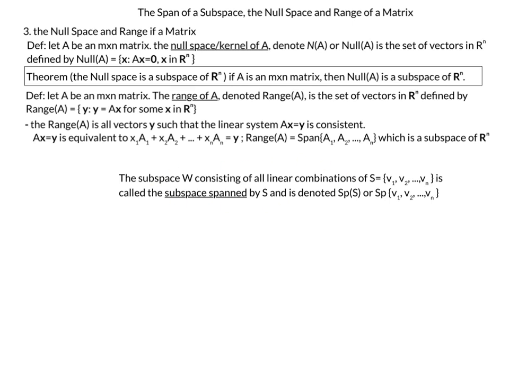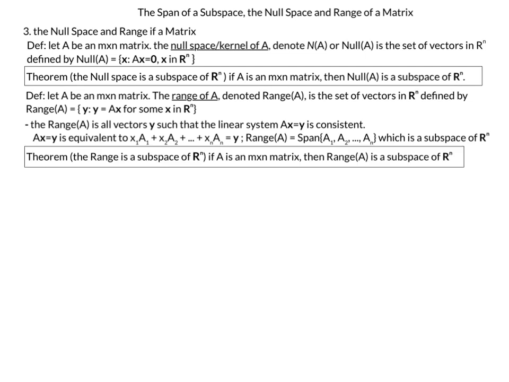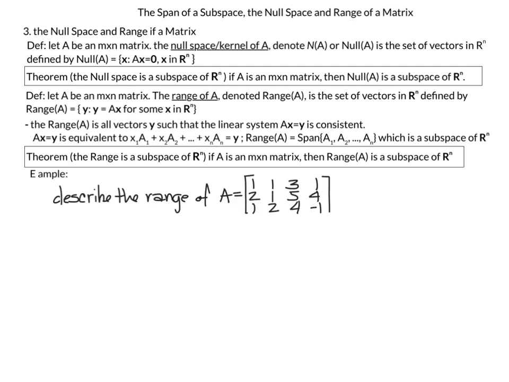So what we're going to see is that this is a subspace, which leads us to our next theorem. The theorem is the range is a subspace of Rn. So if A is an m by n matrix, then the range of A is a subspace of Rn. And I am going to leave this without proof, but I will do an example.